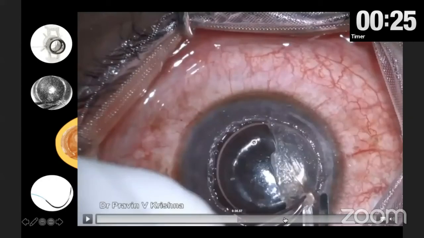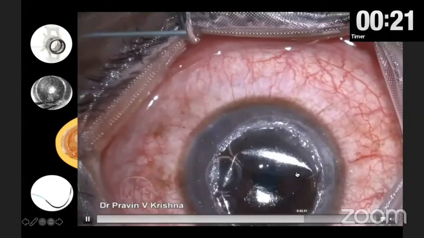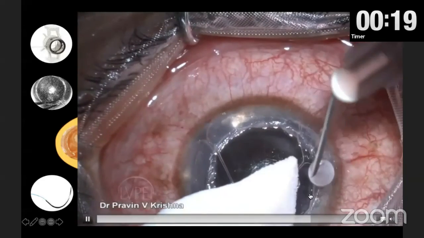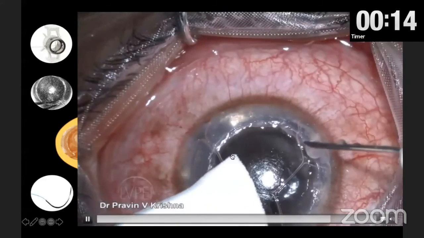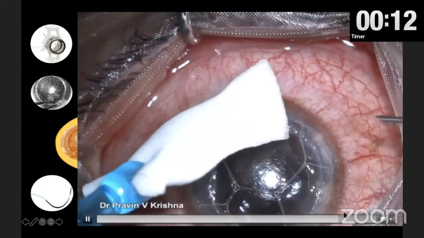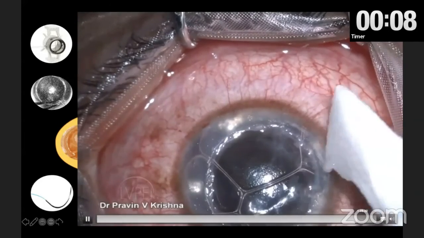After this dissection is carried out, stability of the anterior chamber is again checked with air. It is not very stable, and so fibrin glue is placed. And once the fibrin glue is placed, the AC is relatively more stable. And then the donor lenticule is sutured in place.